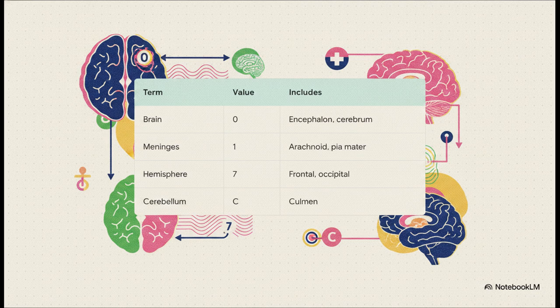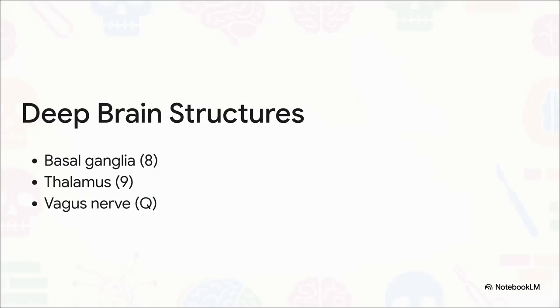But then, look at the precision you can tap into if you need it. The cerebral meninges get a 1, a specific cerebral hemisphere gets a 7, and the cerebellum gets a C. Honestly, the manual's appendices are going to be your absolute best friend here for figuring out exactly which tissue falls under which value. Let's see how this logic builds as we go even deeper into the brain.